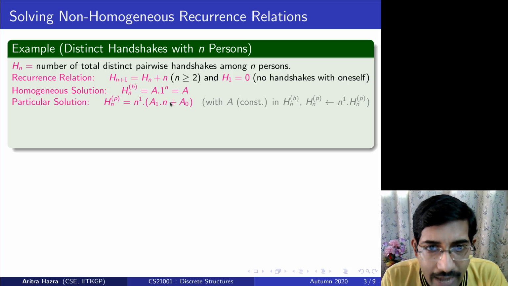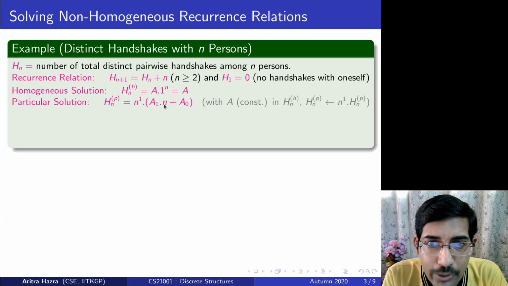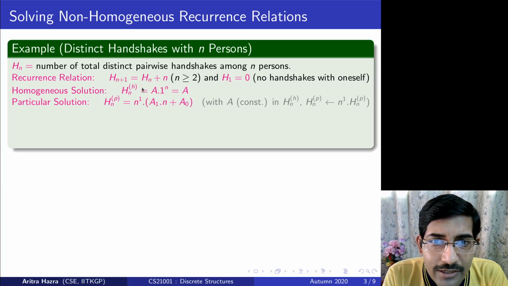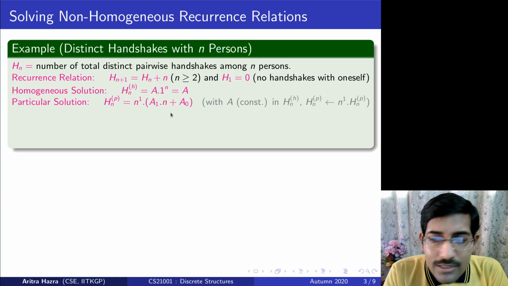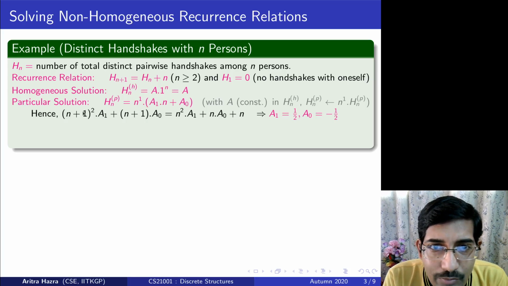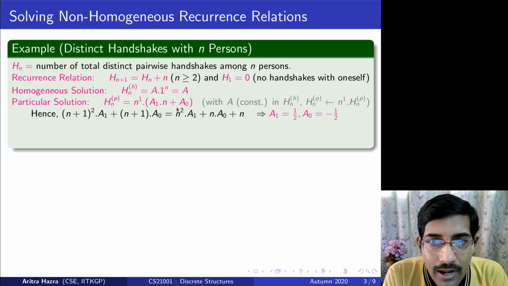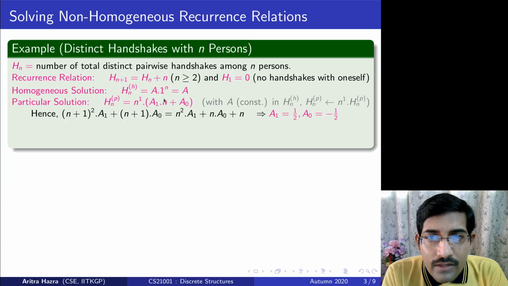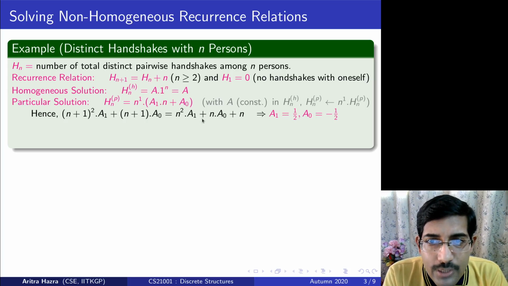So with that, when it is my particular solution, what do I do? I just put it in the recurrence to get the values of a1 and a0. So let us just put it there. Here you see when I put it, it is (n plus 1) square a1, this first part, and the second part is (n plus 1) a0 for h(n plus 1). And the particular solution put here is n square a1 plus n a0 plus n.